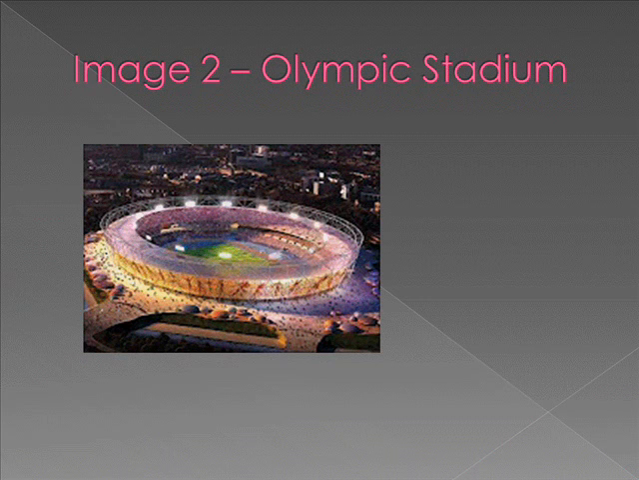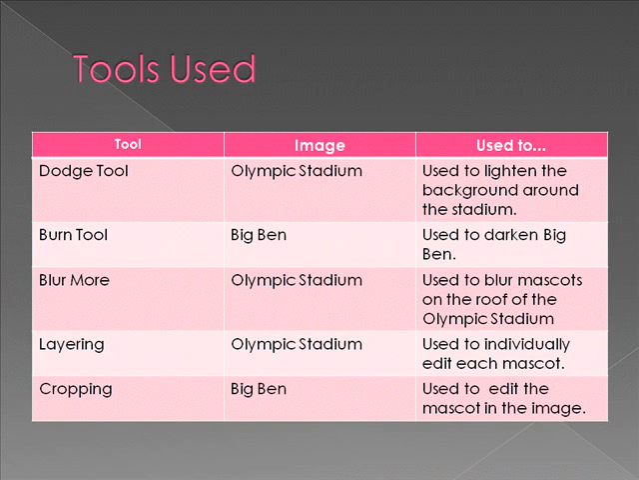For my second image, I have chosen an attraction very closely linked with the Olympics, the Olympic Stadium. In this image, I also intend to include the London 2012 mascot. However, this time it shall appear on the roof of the stadium. Furthermore, I intend to slightly lighten the background using the dodge tool. The reason for this is so that more of London can be seen in the image and therefore attract more visitors to the capital.